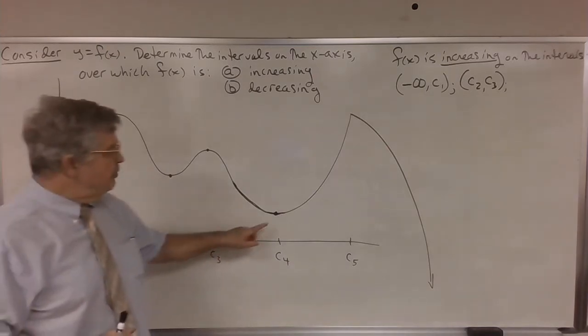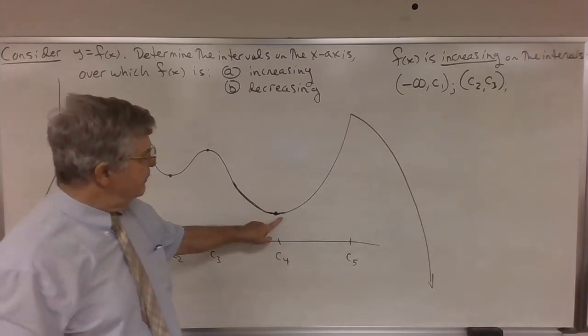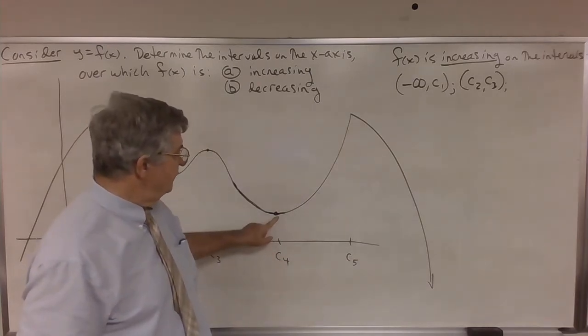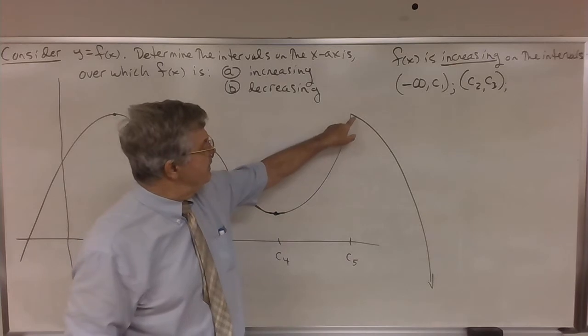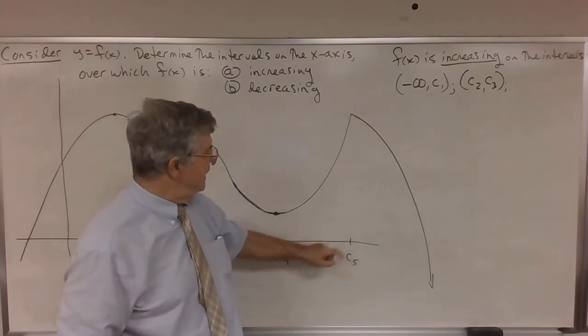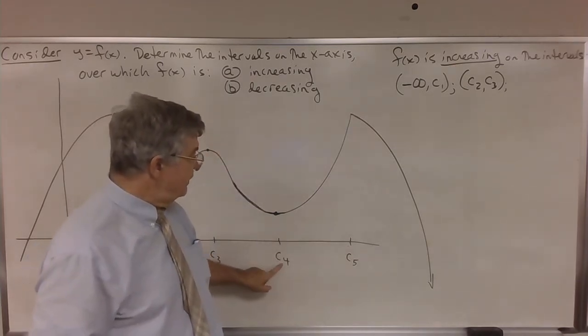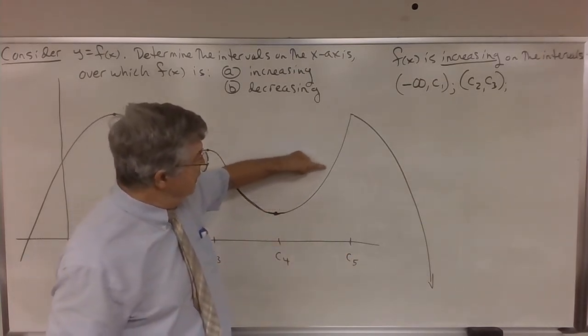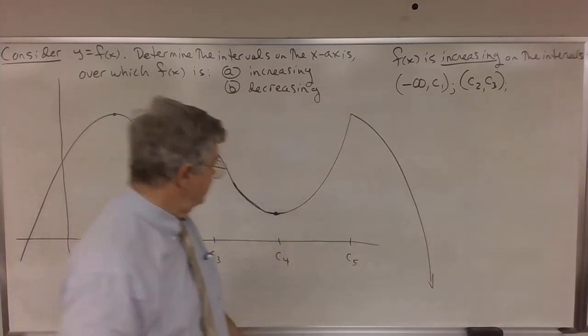And then I notice a portion of the graph right here that goes uphill. From C4 on the x-axis, the function goes uphill until x equals C5. So between C4 and C5 on the x-axis, the function's going uphill, it's increasing.